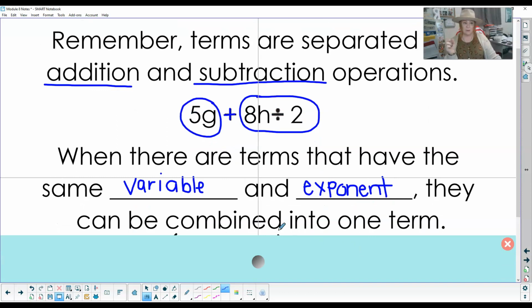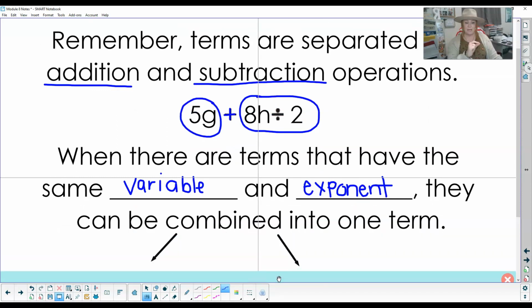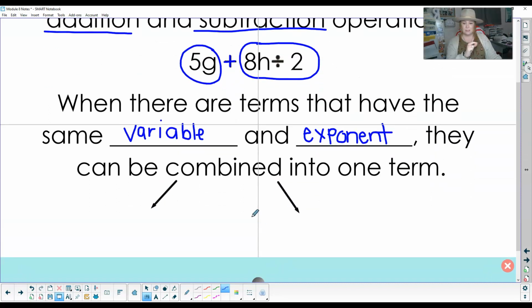But when they have the same variable and the same exponent behind them, we can combine them into one term. So we can put them into one term together. If I have x squared and just x, then I cannot combine those together. But if I have 4 x's and 6 x's, I can add those together or subtract them or whatever they tell you to do, and I can then put those together.